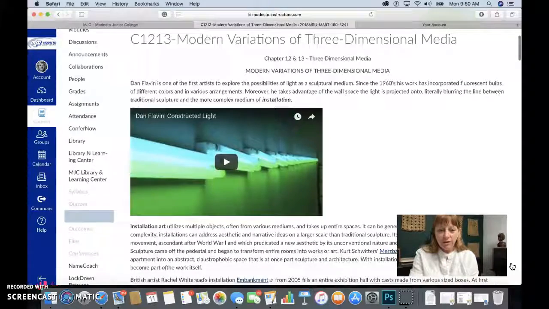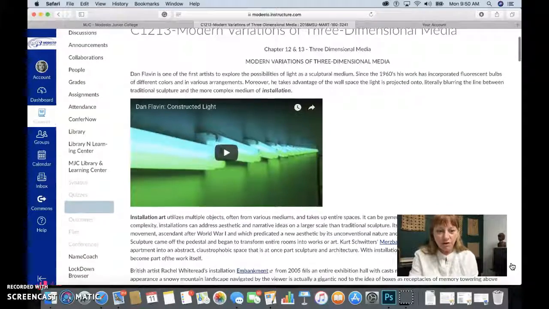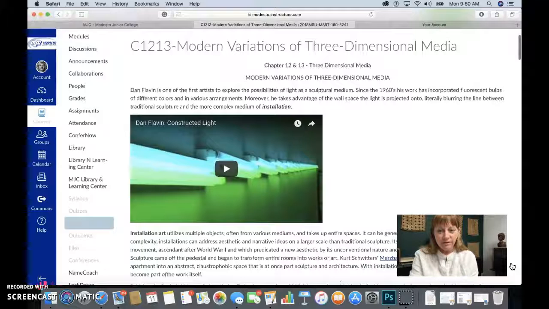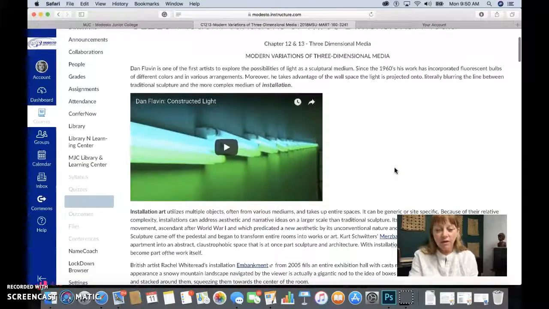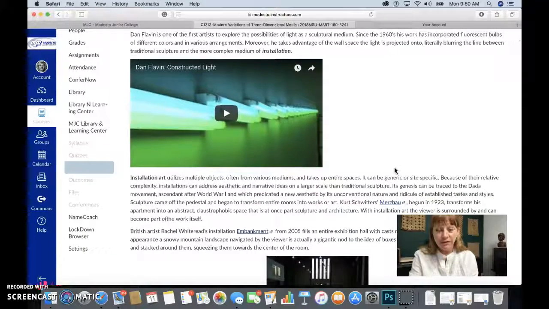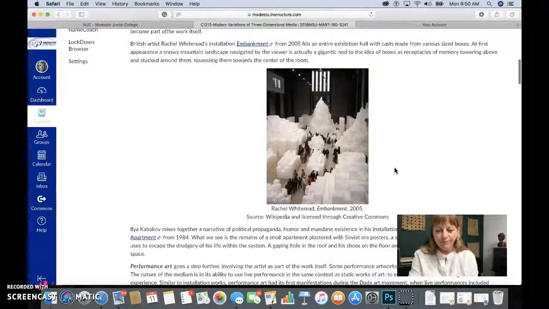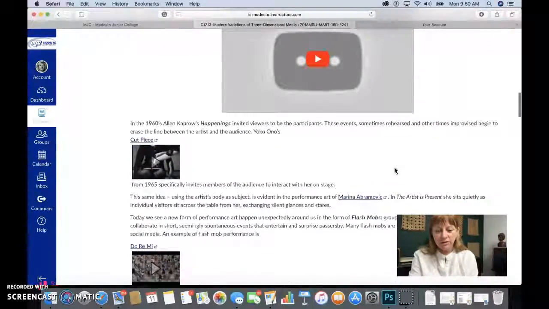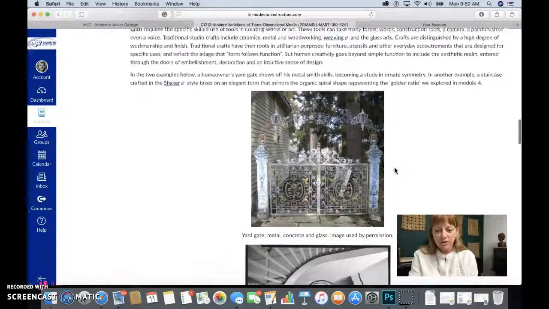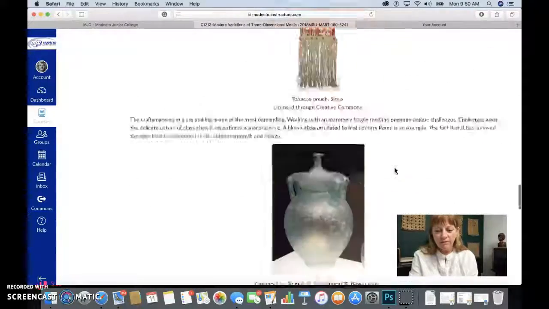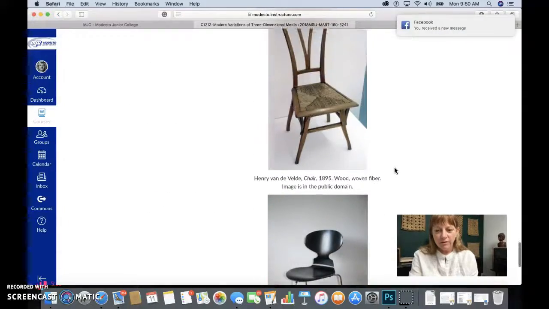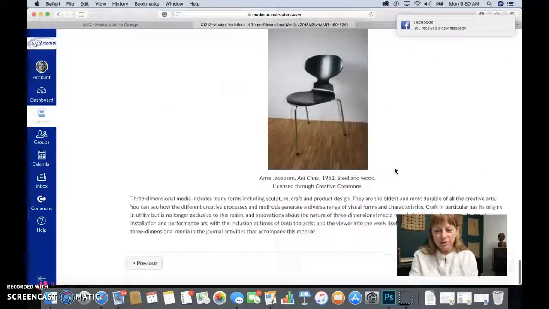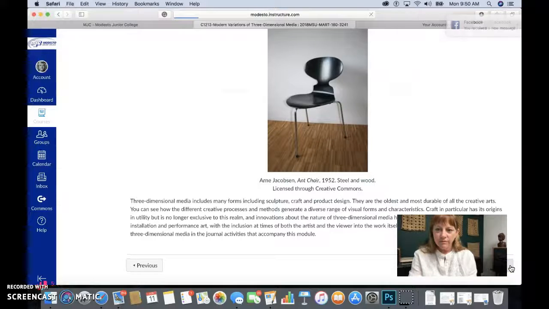Variations of three-dimensional media. This is where it gets interesting for me. Light sculptures. This is part of the art of light and space movement. Dan Flavin, making sculptures out of fluorescent lights. Installation art, Allan Kaprow's Happenings. Yeah, lots to look at. Oh, furniture. Love it. Product design. Okay, moving on.